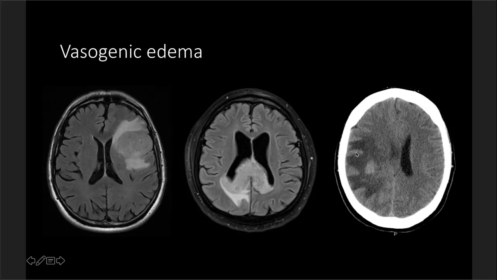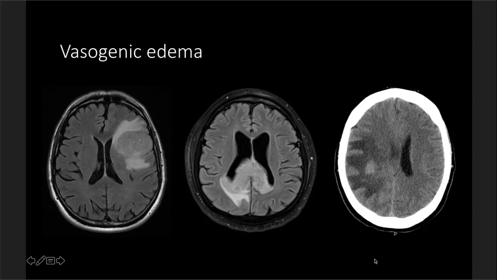So that's vasogenic edema. And vasogenic edema is something that we see with tumors, we see it with abscesses, and even with hematomas, but we don't see it with stroke. With stroke, we see cytotoxic edema, which affects the gray matter and the white matter, so we lose the gray-white differentiation with cytotoxic edema.